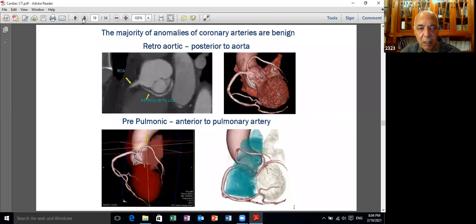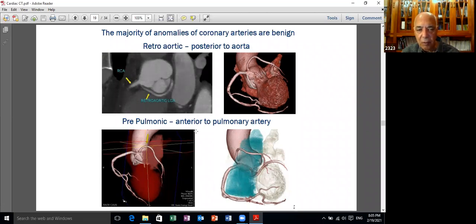This will show you the pathway of the circumflex, which is arising from the right sinus of Valsalva and is going behind the aorta. It is not passing between the aorta and the pulmonary artery, so there is no point of compressing this artery. And the only problem is probably when you are planning to do some intervention, you need some time to engage this vessel.